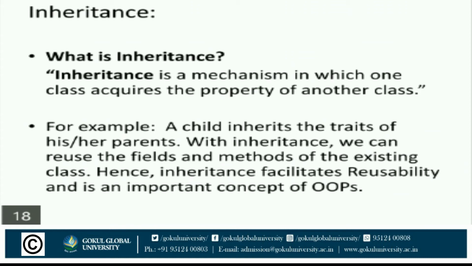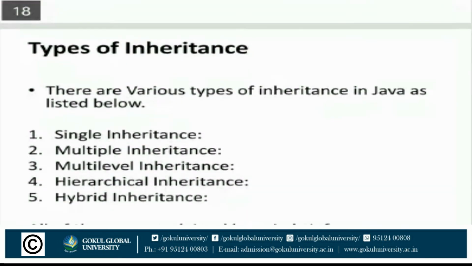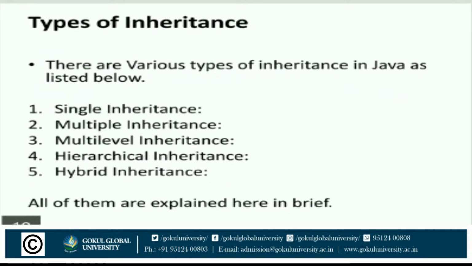The main advantage of inheritance is its reusability. Users can reuse code very easily. Types of inheritance. There are various types of inheritance in Java, listed here. Number 1 is single inheritance. Number 2 is multiple inheritance. Number 3 is multi-level inheritance. Number 4 is hierarchical inheritance. And last, number 5 is hybrid inheritance. All of them are explained here in brief.